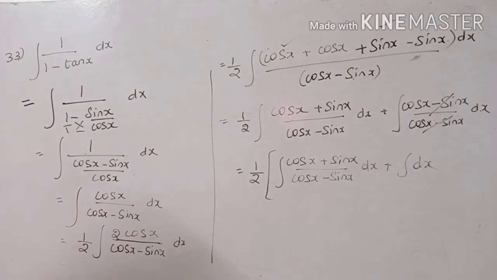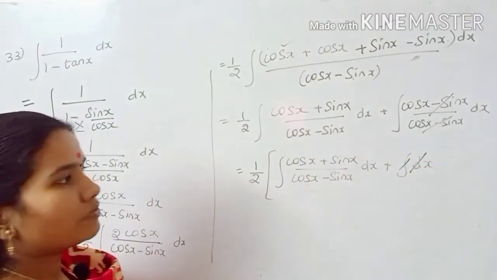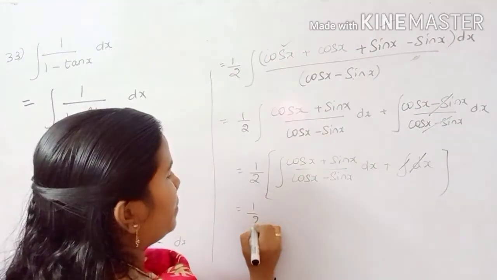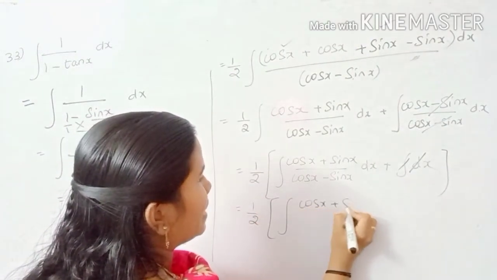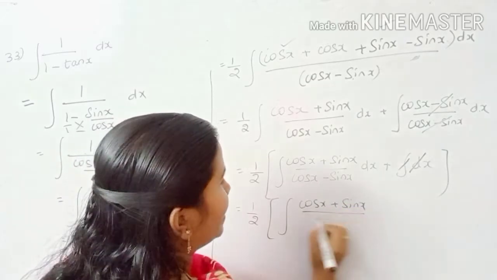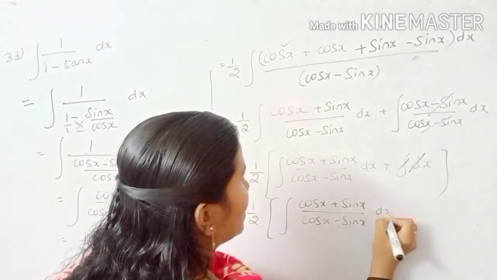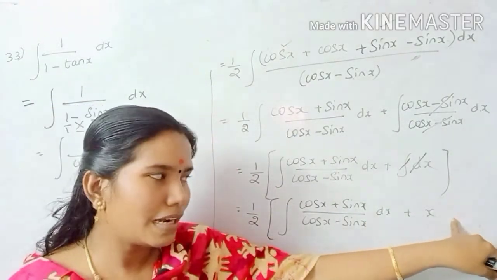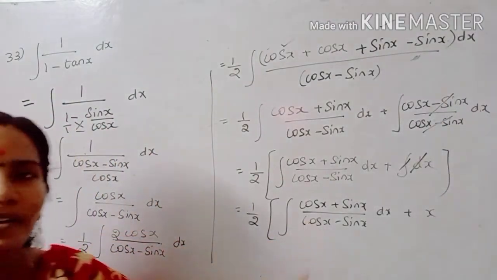So integral dx we have left. So the differentiation and integration will get cancelled and we are left with 1 by 2 integral cos x plus sin x divided by cos x minus sin x dx plus x. So here we can use c, but after integrating this part we just use it.